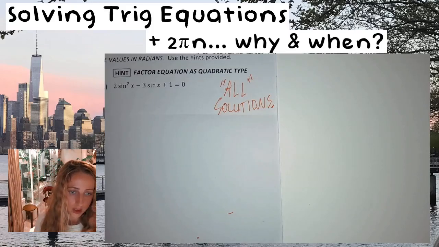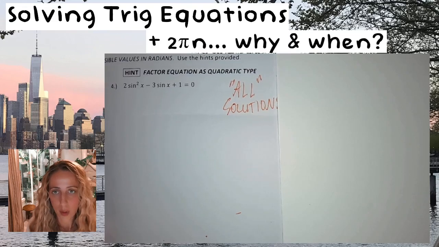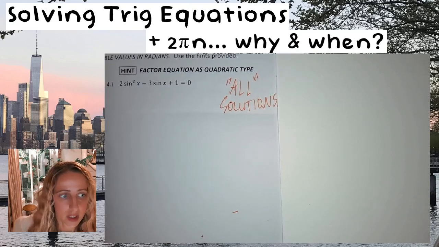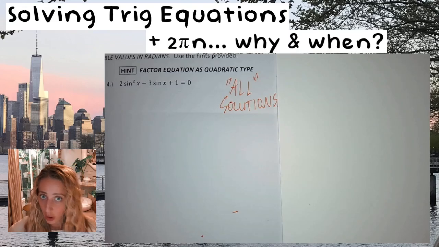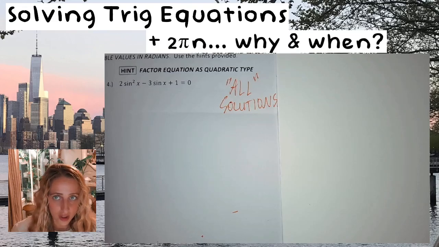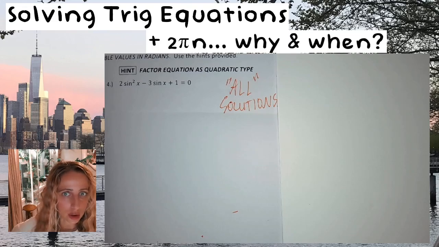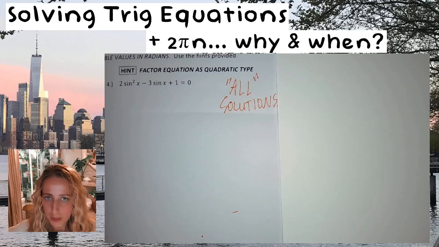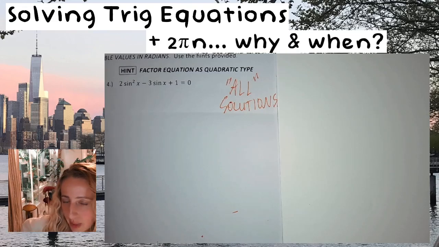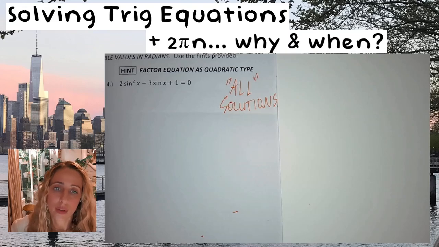Hey everybody, in this video we are solving the fourth example in our recent set of solving trig equation videos, and the directions on this one are to find all solutions in radians. This one is a quadratic type, more of the standard form, ax squared plus bx plus c, where we actually have an a, a b, and a c, and we would factor using the AC method.